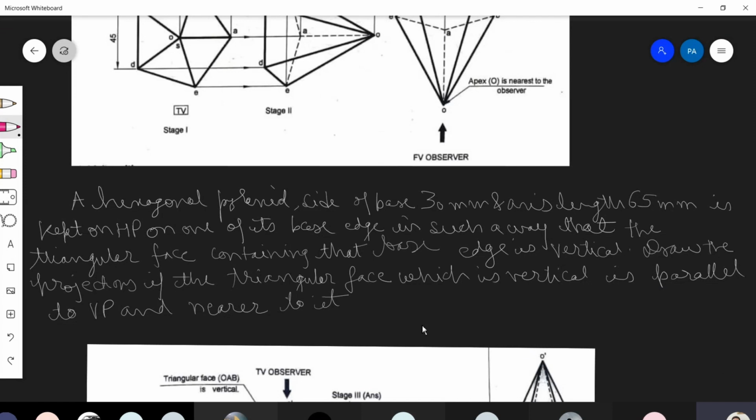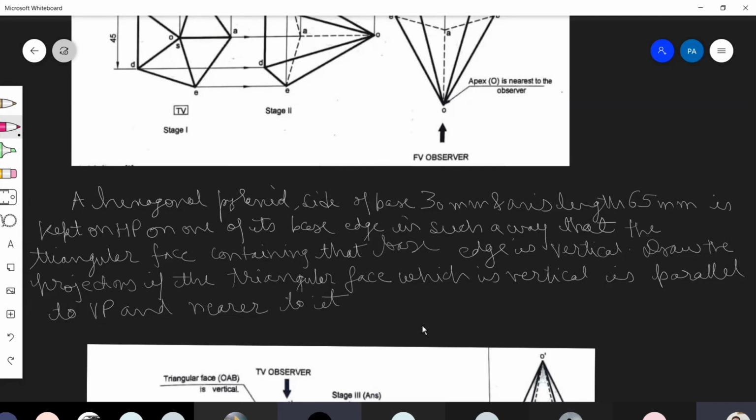So what will you do? Which will be the first two views in stage 1, what will you draw? Sir, the top view will show a hexagon. Okay. And the front view will show a triangle.